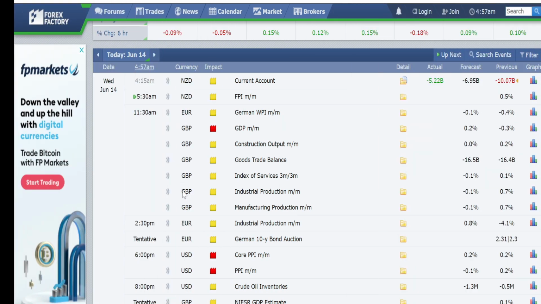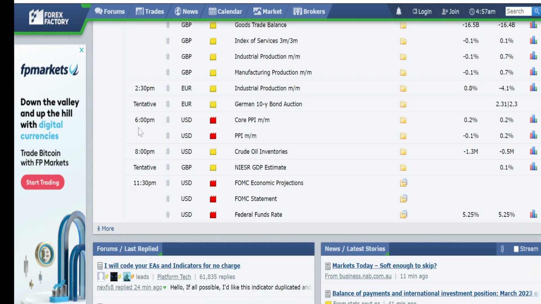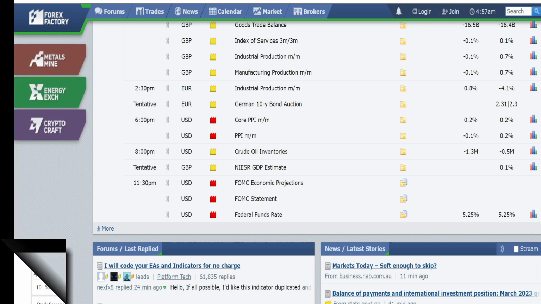Before that, when we look at the economical events plan for today, June 14th, Wednesday. At 11:30 AM, we have high impact news plan for British pound related currency pairs. And at 6 PM, we have two high impact news plan for US dollar related currency pairs. And again at 11:30 PM, we have three high impacting news plan for US dollar related currency pairs. So we can expect lots of volatility in gold also today. Let us proceed with our gold analysis.